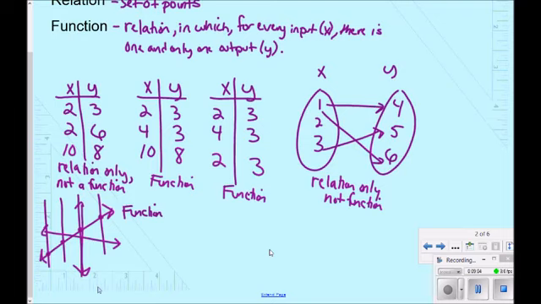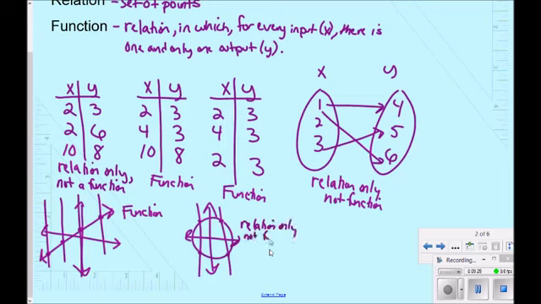Okay. However, if we have a graph like, let's say, a circle, well, that, if I draw some vertical lines, is intersecting the vertical lines at 2 points on the vertical line. Same thing on this one. So that fails the vertical line test, which means a circle is a relation only. It's not a function. A horizontal line, if I check to see if that's a function or not, well, that passes the vertical line test. So a horizontal line is a function.